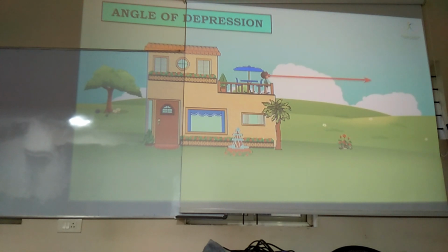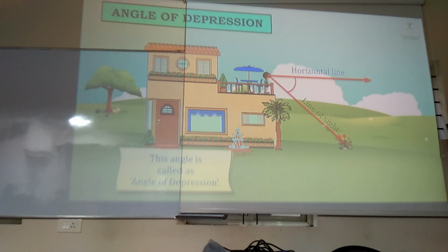Angle of depression, in a similar way. There is a boy. He wants to look at his flowers. Wow, the flowers are moving, colorful. It's a windy day. So there is a horizontal line, he is observing the ground, and there is an object and a line of sight. Here the horizontal line and the line of sight make an angle. Yes, this angle is called the angle of depression.